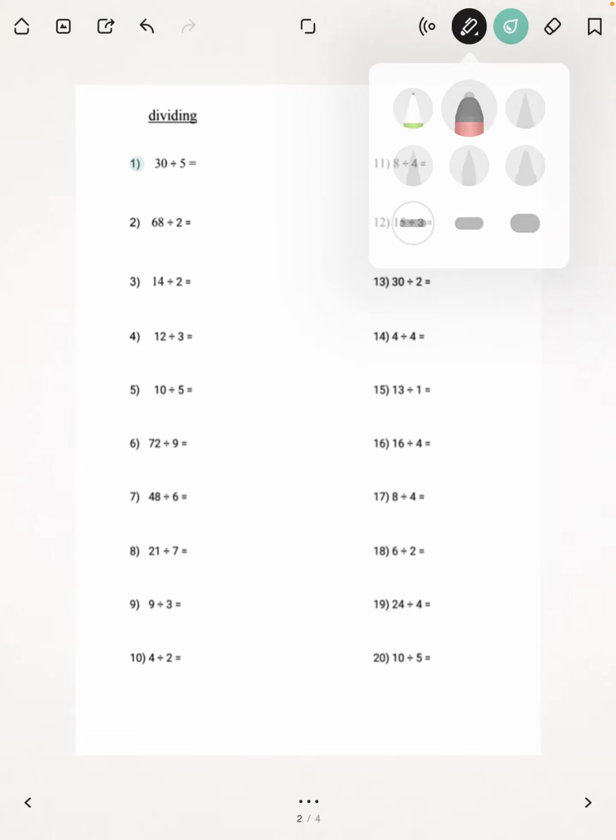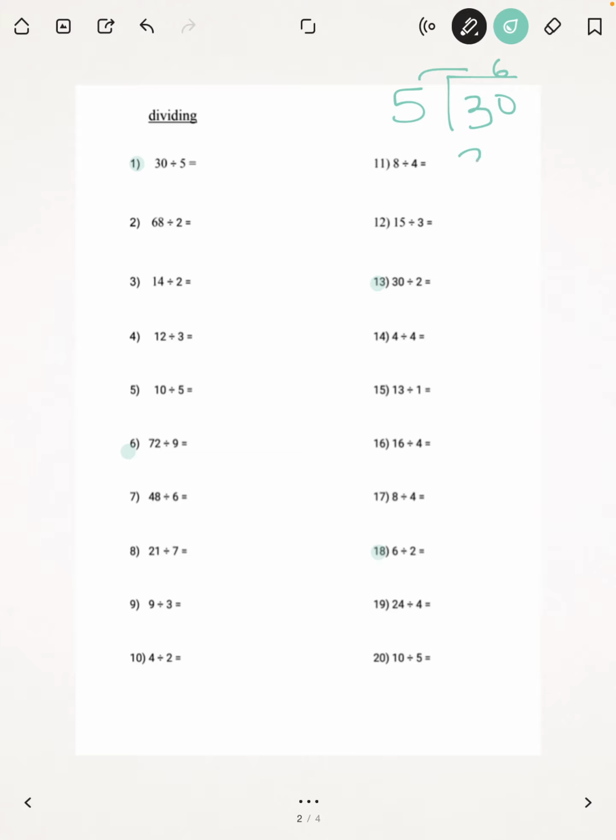We could do questions 1, 6, 13, and 8. Okay, 30 divided by 5, if you put the second number in front, this the first number inside the box. And you see a 5 go into 3, which it doesn't, and it goes into this position. See if it goes into 30 now. 5 does go into 30 6 times. You multiply these two numbers, 30, you subtract them. If you get 0, then this top answer is your answer.